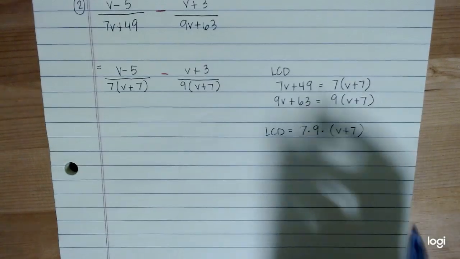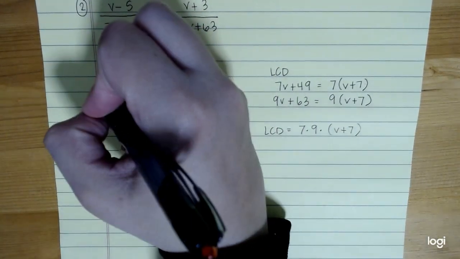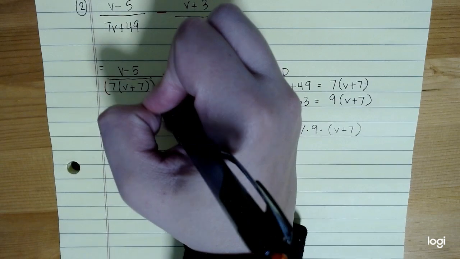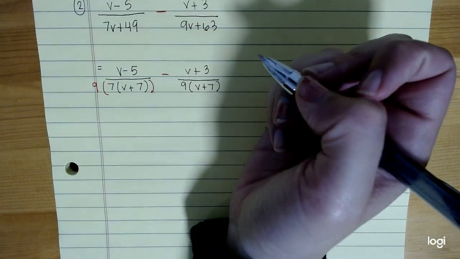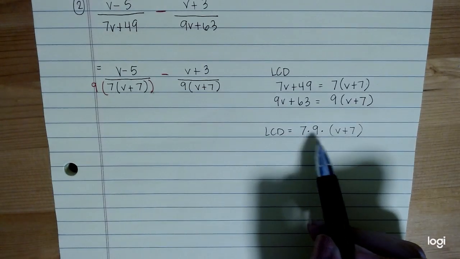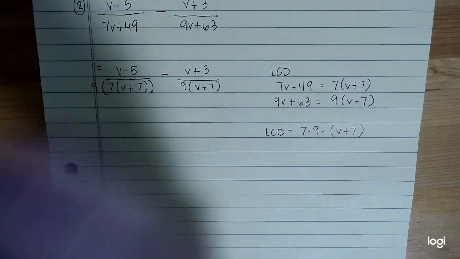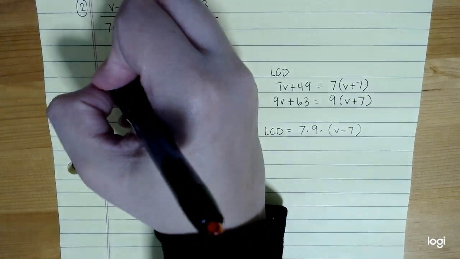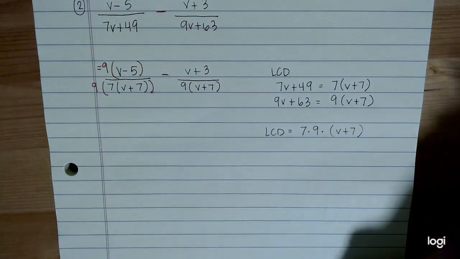So all I need to do is make it have my factor of 9. So I'm going to multiply that bottom by 9, and then it'll have all 3 factors, the 7, the 9, and the v plus 7. And what I did to the bottom, I've got to make sure I go ahead and do that to the top as well, because that's that convenient 1.